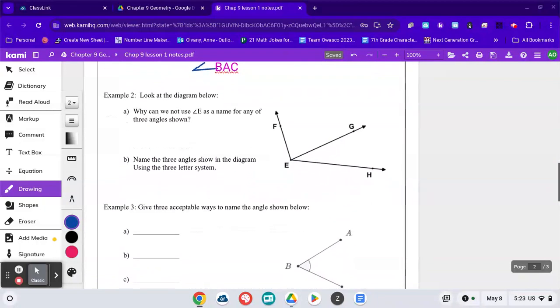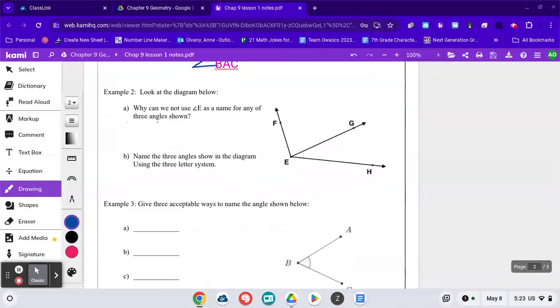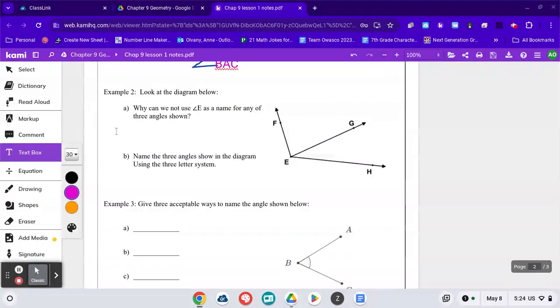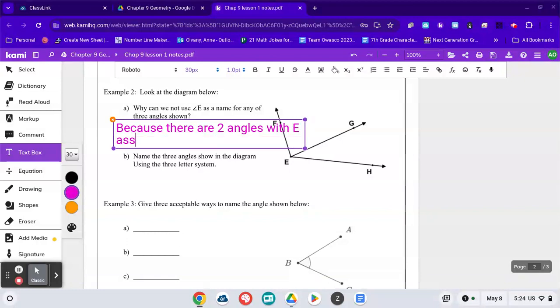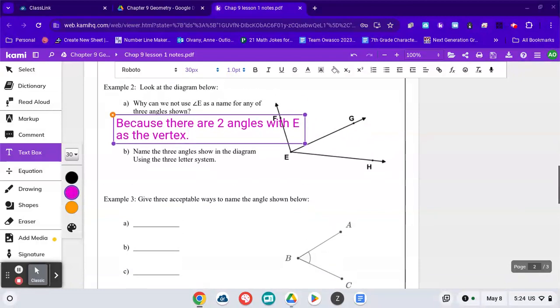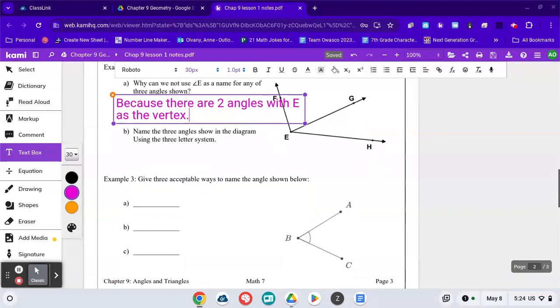Let's look at this diagram. Why can we not say angle E as the name of this angle? Why can't I just say angle E? Well, I hope you're thinking in your head, because there are 2 angles, not angels, angles with E as the vertex. So that's why we can't just say E when you have more than one angle there.